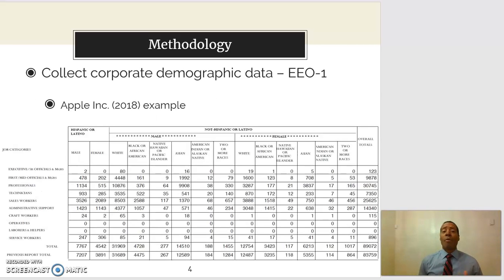So when I collected demographic data, I used the EEO1. The EEO1 accounts for gender across 7 different racial categories and 10 different job categories for a total of 140 different data points. This example shows how Apple's 89,072 employees are accounted for by gender and racial categories on the EEO1.